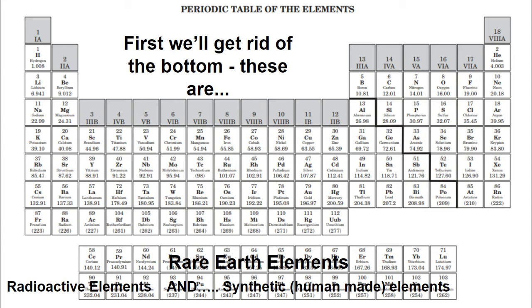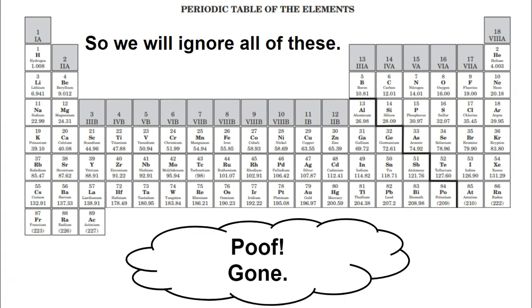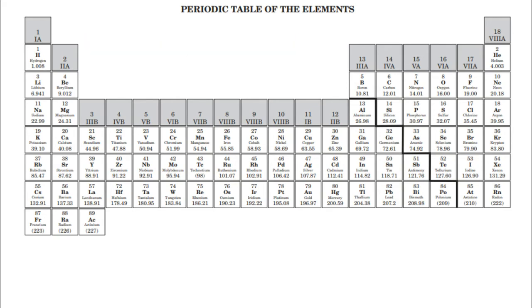These do not occur in nature. These human-made elements we don't need because they don't really exist in the world. Since we're studying the basics of chemistry, we don't need to burden ourselves with this extra information. There are more synthetic elements up here from 104 all the way up to 112. So let's just get rid of all of these. There. So we simplified the periodic table a bit.